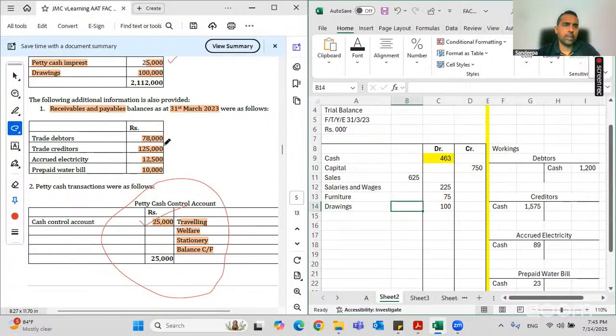Then how are we going to record the closing debtor and creditor? Look, it's very easy. Closing debtor is a debit balance. Your closing debtor in the trial balance is a debit balance, trade debtor 78, and this balance shall be credited to the debtor T account. Closing balance 78. Debited because it's an asset, credited to the relevant T account because that's your closing balance.